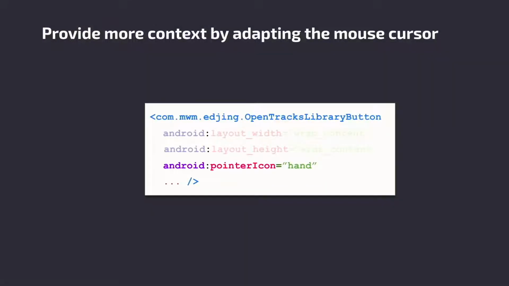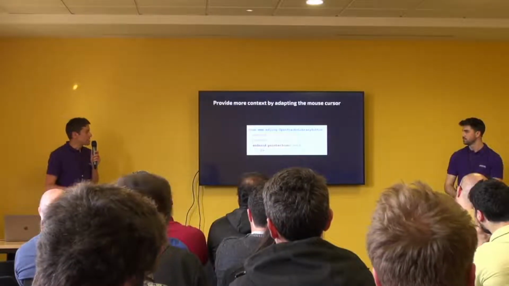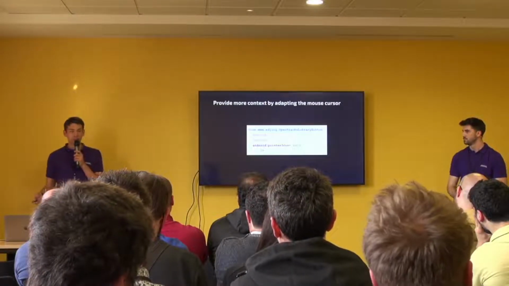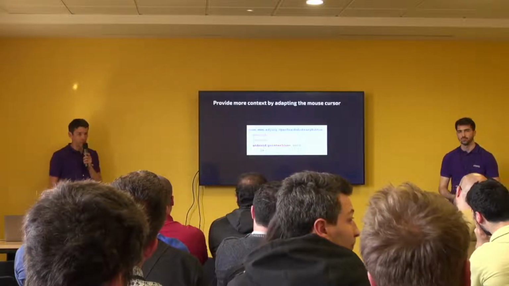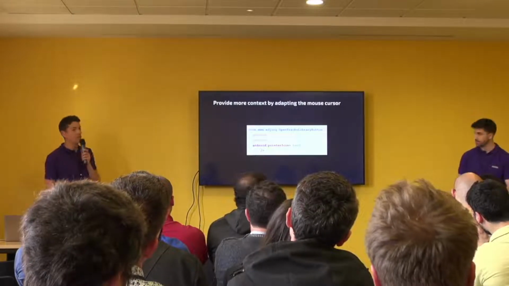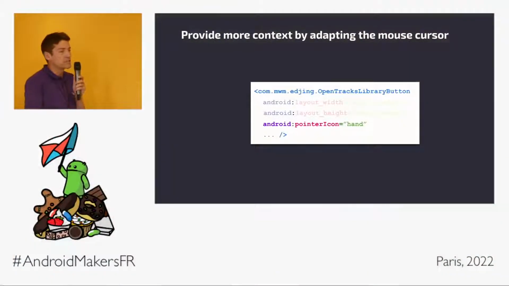So how to do that? You can change the pointer icon in a layout file by using the attribute pointerIcon. And here we pass the hand value. But there exist a dozen other icons provided by the system.